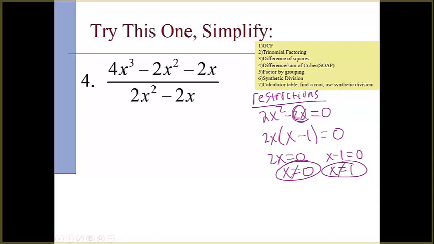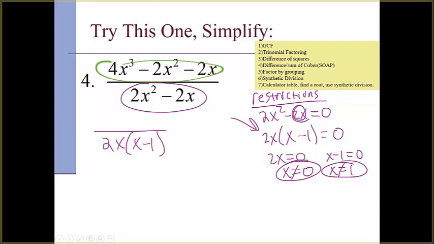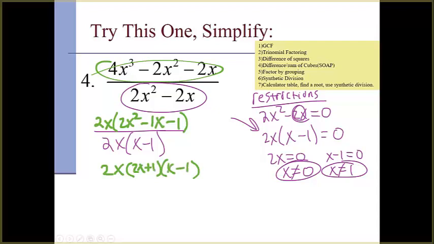But after you find the restrictions, now we're going to do the factoring. The nice thing is the bottom part here is already factored for you because of the things that you did with the restrictions. So we got 2x times x minus 1. And then the top part, what I see is we have a GCF of 2 and x. So if I factor that out, I get 2x squared minus 1x minus 1. And then I have to see if that part factors. So we have 2x. And this part here will factor. It's 2x plus 1 and x minus 1.